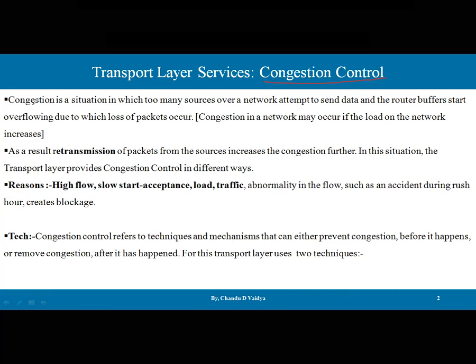Congestion is a situation in which too many sources over a network attempt to send data and the router buffers start overflowing, due to which loss of packets occurs. It means that if the data flow on the network is very high, congestion will definitely occur. So congestion in the network may occur if the load on the network increases.